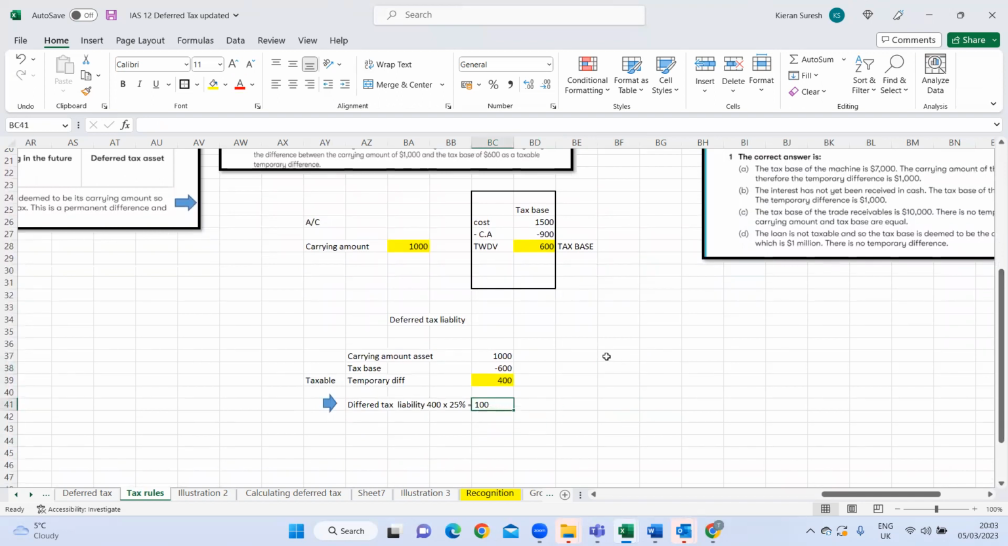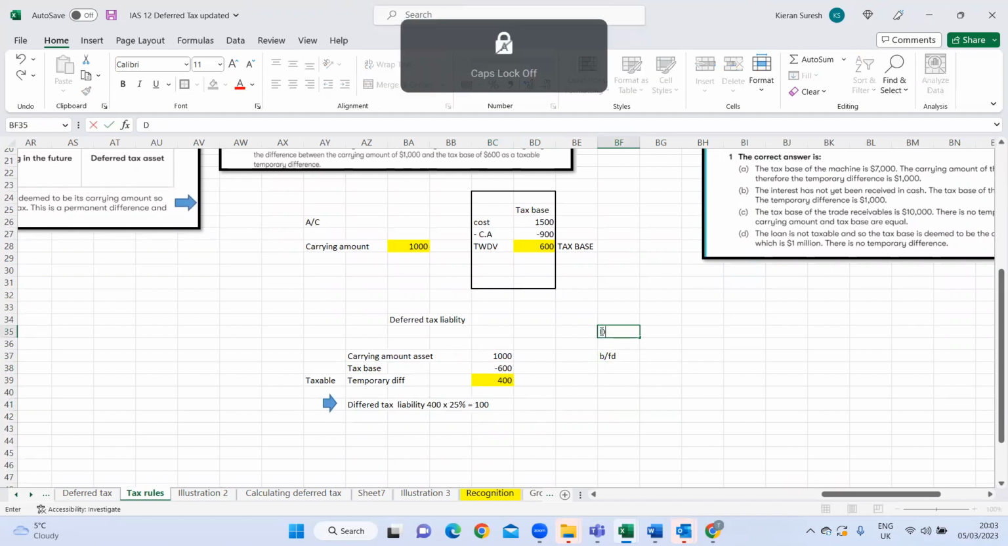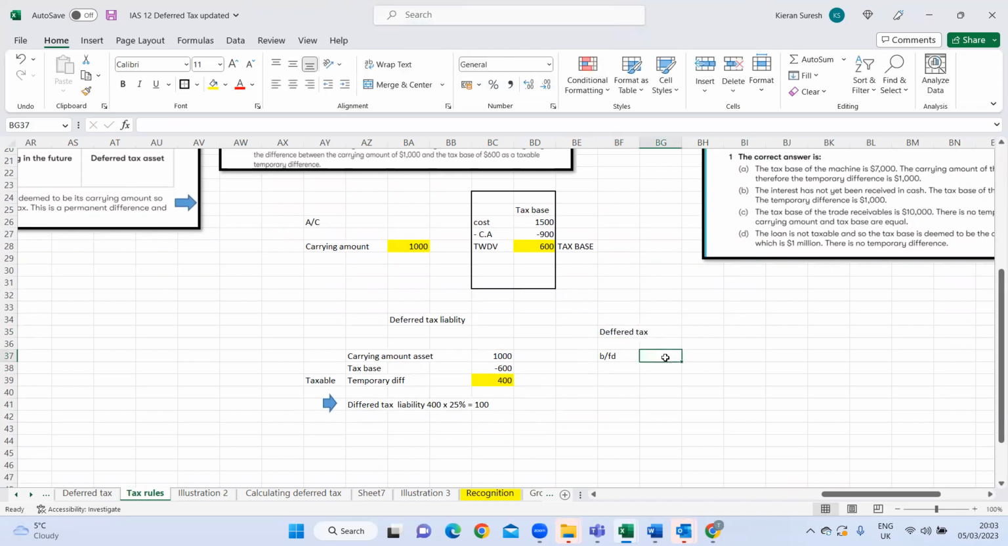So the way it would work, my brought forward deferred tax, if this was the deferred tax account, I have a brought forward figure which is 0, and then I have a carried forward figure, which is 100. And the difference between these two is the deferred tax movement, right?